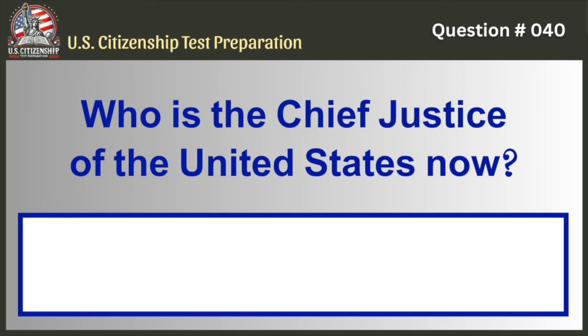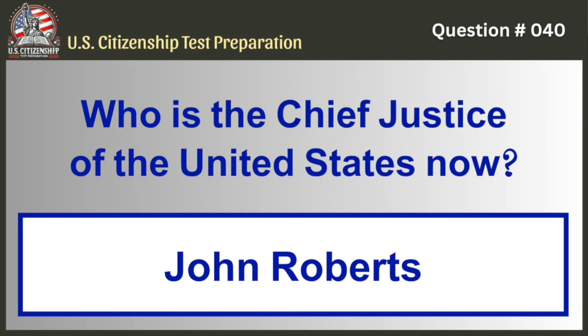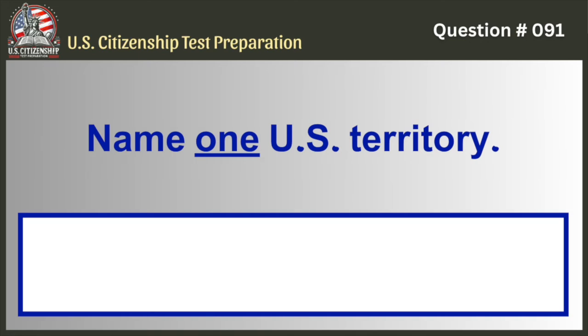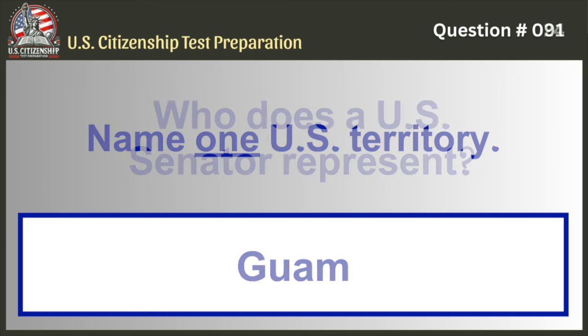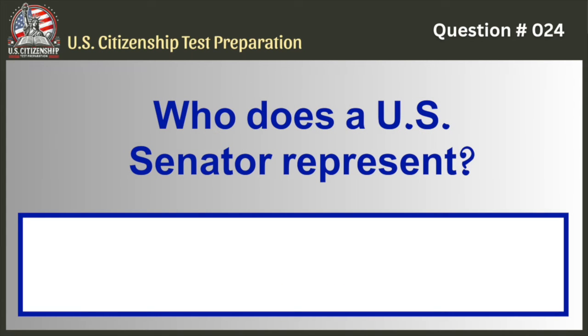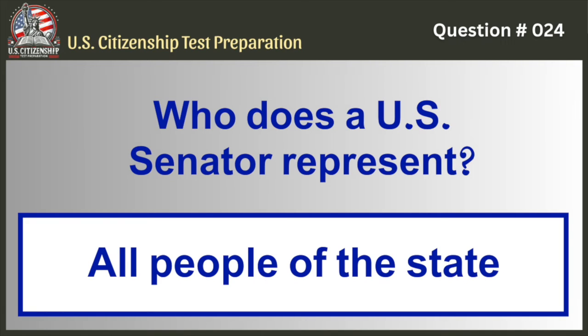Who is the Chief Justice of the United States now? John Roberts. Name one U.S. territory. Guam. Who does a U.S. Senator represent? All people of the state.